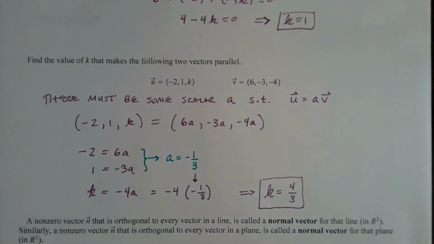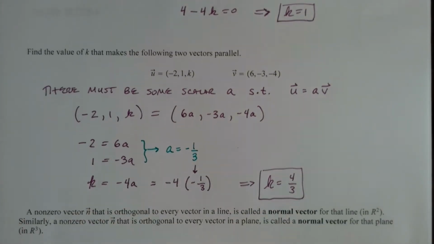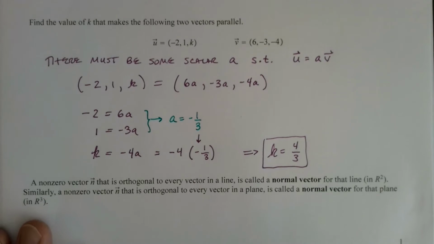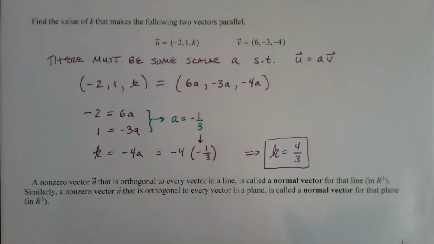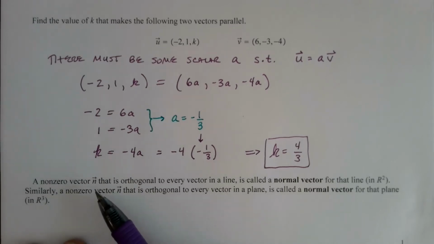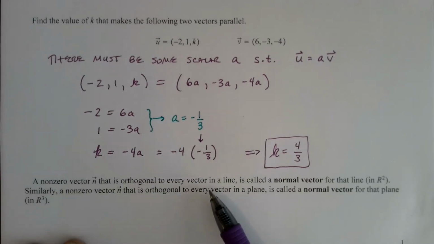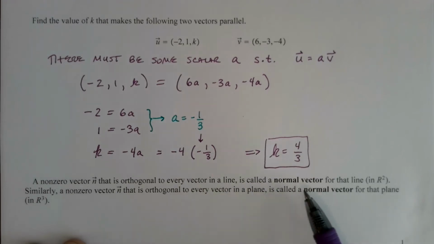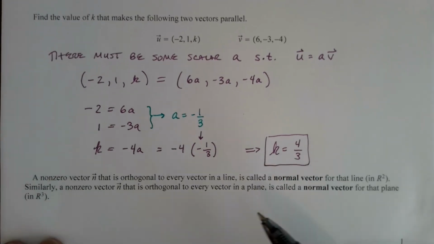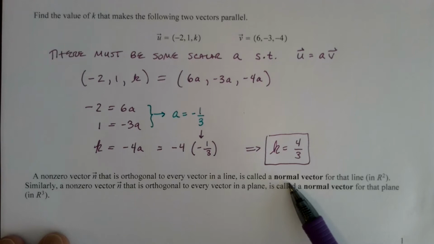So two important ideas, orthogonality and when two vectors are parallel. Some of you are either in Calculus 3 or have had Calculus 3, and you'll go into a little bit more with vectors. For instance, a non-zero vector n that's orthogonal to every vector in a line is called a normal vector for that line. So normal is another word that's used to define orthogonality, or perpendicularness, I guess.